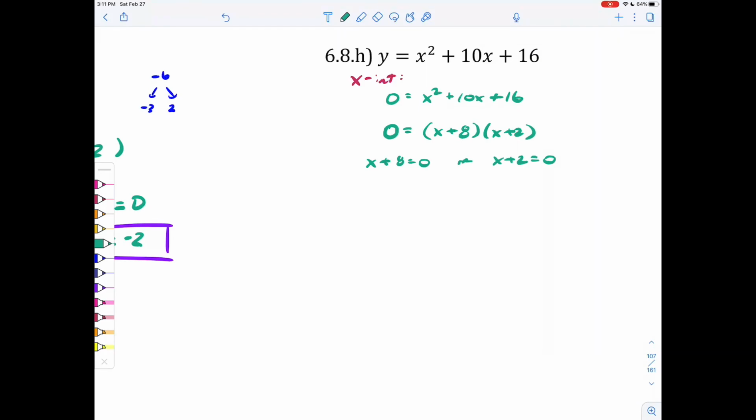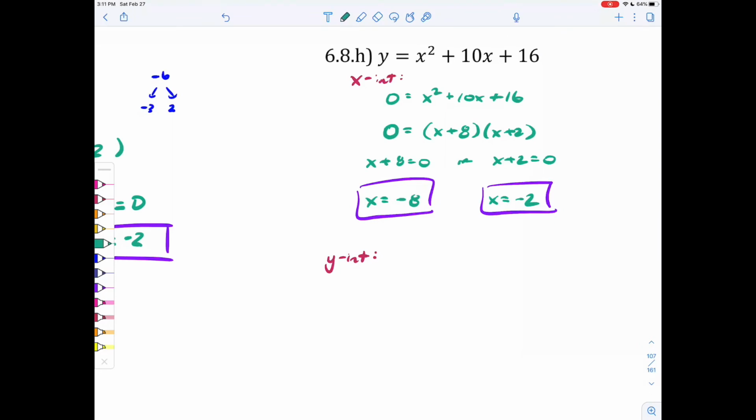So we break it into cases where one of those gives us the solution that x is negative 8, and one tells us that x is negative 2. So these ones have two x-intercepts.